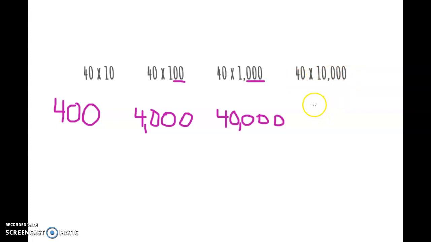And 40 times 10,000. 40. And this time we're going to add 1, 2, 3, 4 zeros. Count over your place values. There you go. So remember, you start with your original number, then you add how many zeros are in the number you are multiplying. It's an easy little trick. So there are our values of each expression, or what each of those expressions are equal to.